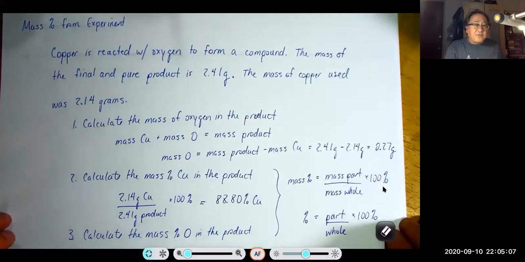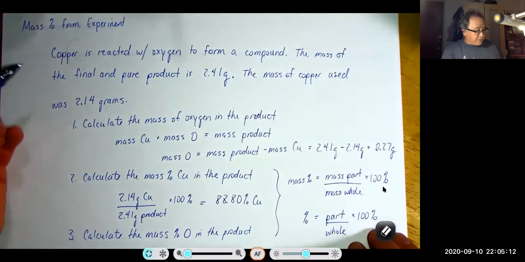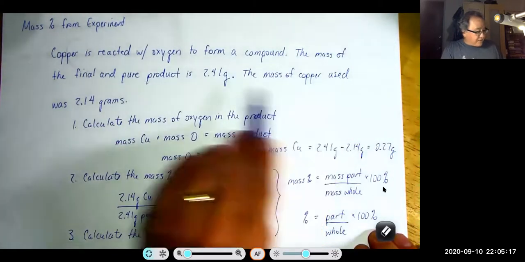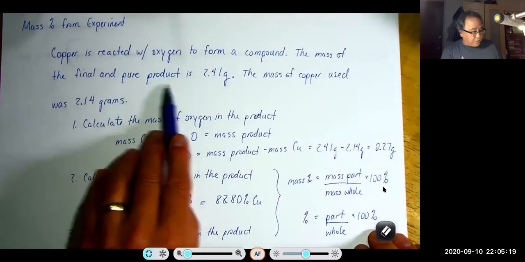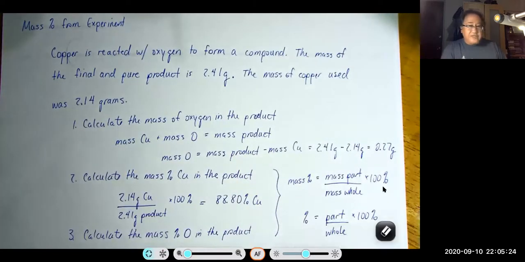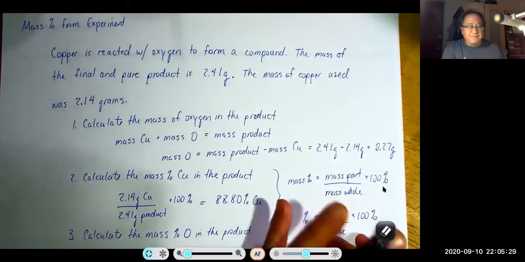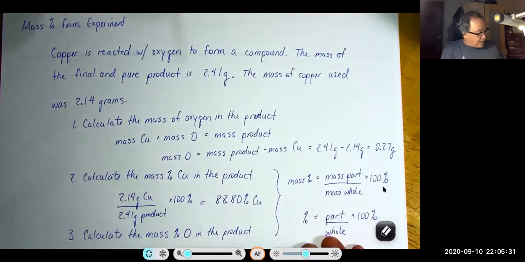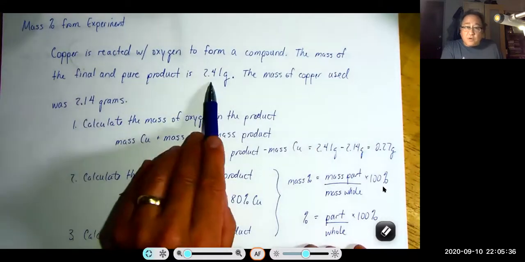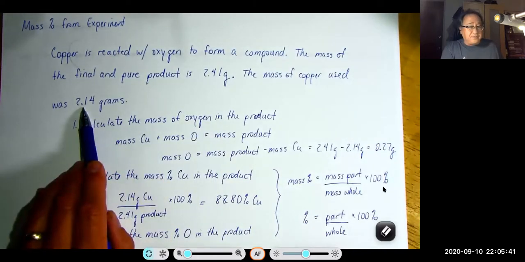So how do we get mass percents from an experiment? So here's an experiment. Copper is reacted with oxygen to form a compound. The mass of the final and pure product is 2.41 grams. The mass of copper used was 2.14 grams. You can see in a case like this, since oxygen's a gas, it would be very difficult to weigh. So how do we calculate the mass percent copper in this compound of 2.41 grams when we started with 2.14 grams of pure copper?